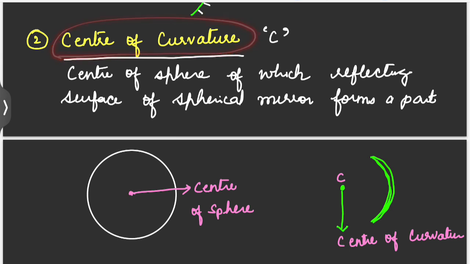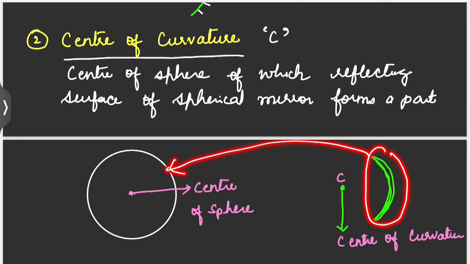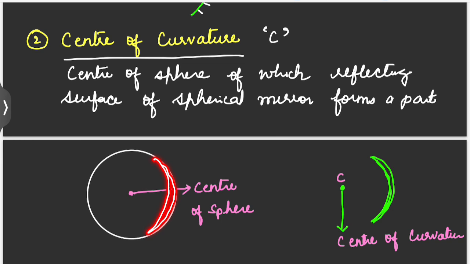What is center of curvature? It is the center of the sphere, correct? So this is the sphere. This center is what we call the center of curvature, of which the reflecting surface of the spherical mirror forms a part. Here this is the spherical mirror. It is a part of the sphere. From where have we got this mirror? We have got it from here. So the definition is: it is the center of the sphere of which the reflecting surface forms a part. Is that clear? This is called the center of curvature.